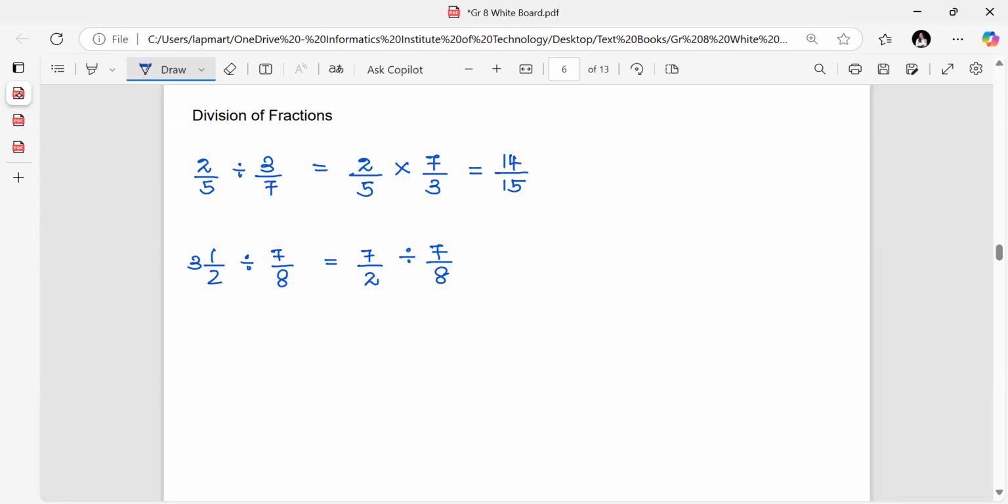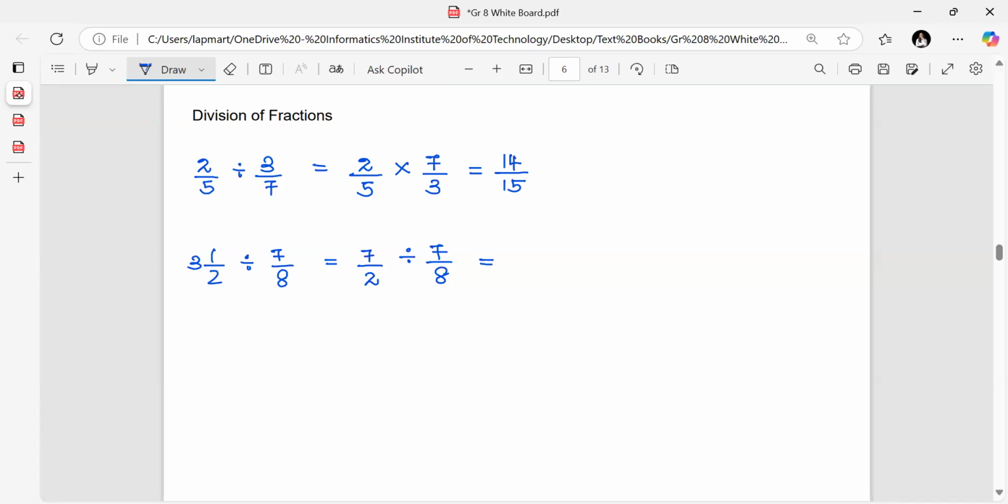What I did first, I converted the mixed number in this one. The earlier one, the first thing I did, I converted the division into multiplication and took the reciprocal of the second fraction. But now, before converting division into multiplication, I have an option. I have a step to follow. What it is, I want to convert the mixed number into an improper fraction. 2 times 3, 6. 6 plus 1, 7.